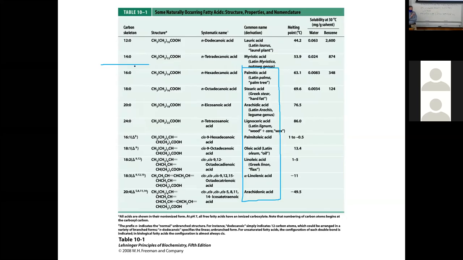You'll notice that the more unsaturation, the lower the melting point. If you look over at this column next to their names, you'll see that the saturated fatty acids, as mentioned, are going to be solids at room temperature. In fact, you'd have to heat them quite a bit to get them to melt and form liquids. On the other hand, the unsaturated fatty acids, especially the polyunsaturated fatty acids, have very low melting points.